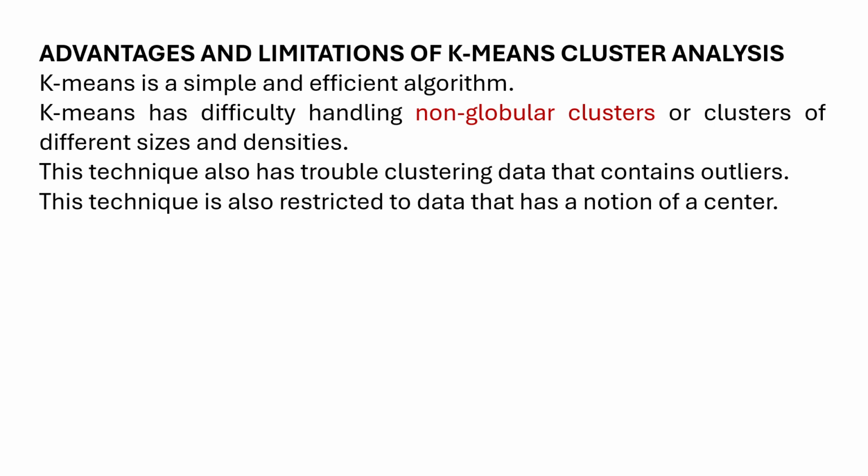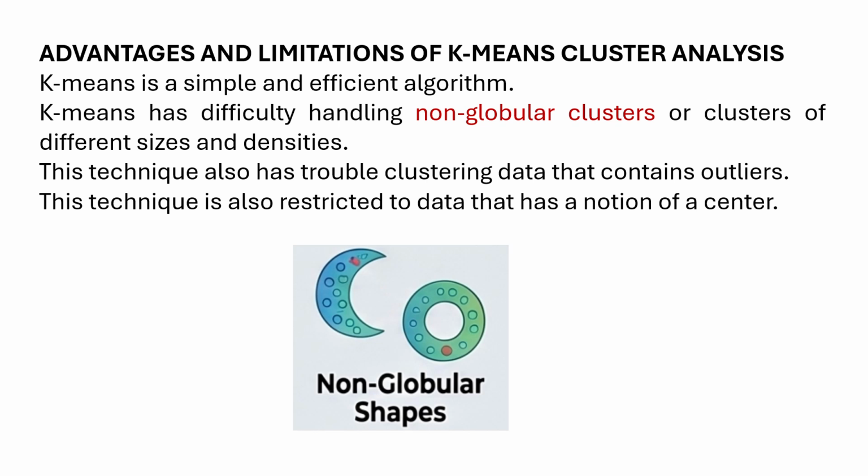Like any other statistical technique, k-means cluster analysis has its advantages and limitations. It is a simple and efficient algorithm, but it has difficulty handling non-globular clusters or clusters of different sizes and densities. This technique also has trouble clustering data that contains outliers. Another disadvantage is that it is restricted to data that has a notion of a center.